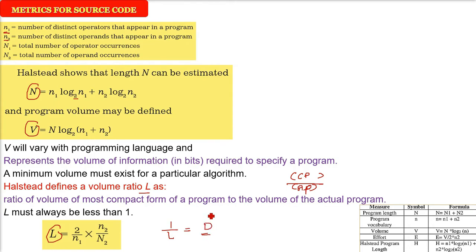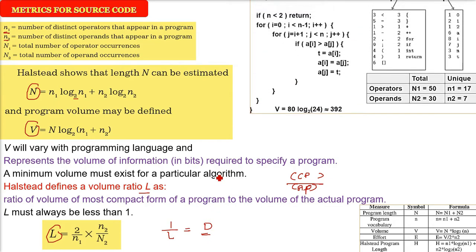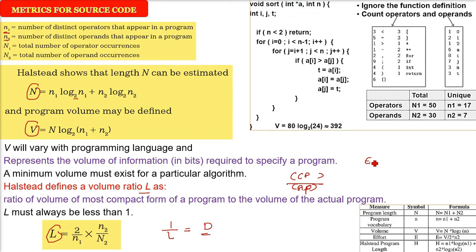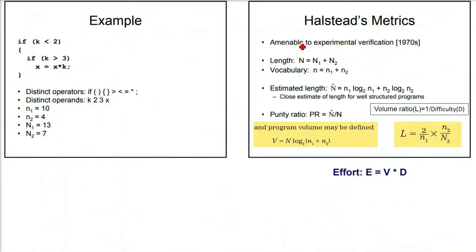So when you multiply this difficulty and volume, you will get the effort. Effort will be V into D. So this is how the various parameters work. I also tried to show you on the right side bottom that there are various ways you can use expressions to find out. We'll take the example also. We are taking an example of Halstead's metrics. Various things we can estimate or find out using Halstead metrics.